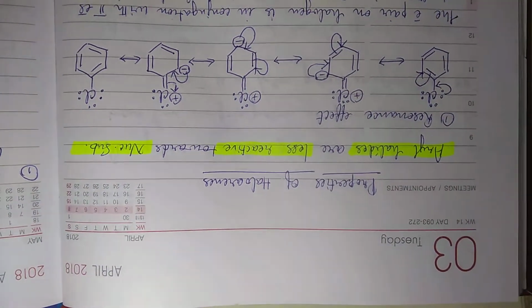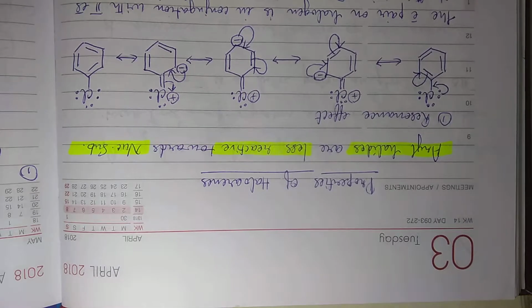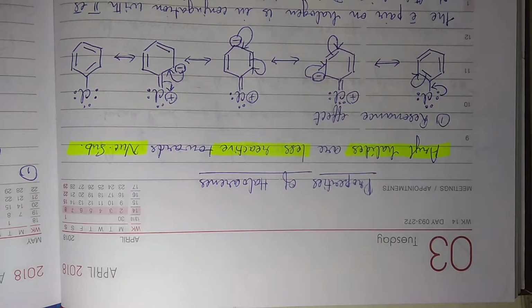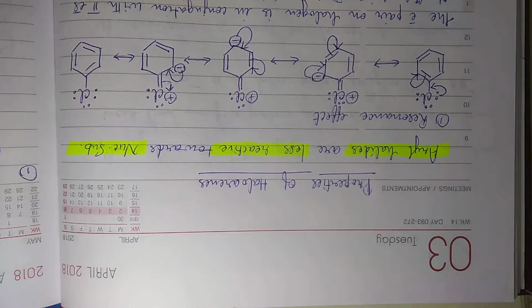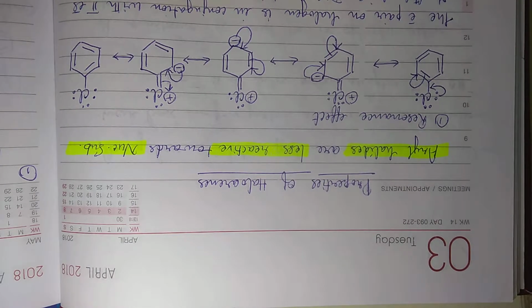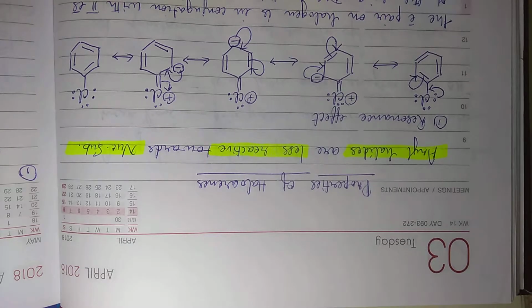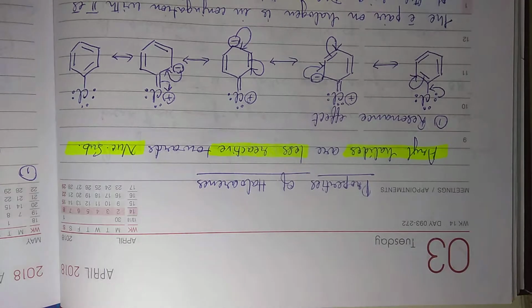Yes, children. Let us see now properties of haloarenes. Okay, we saw about properties of haloalkanes. What all we saw? Nucleophilic substitution, SN1, SN2 reactions. Okay, and then Wood's reaction, then beta elimination, then reaction with magnesium to form Grignard reagent. Right, all these things we saw. And now we will see properties of haloarenes.